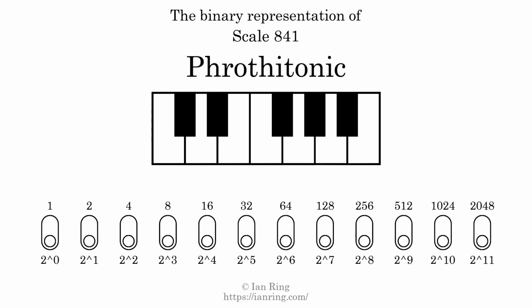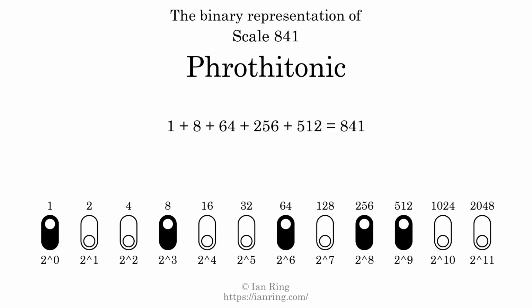The binary representation of this scale is determined by mapping tones of the scale to binary digits. Each binary digit represents a power of 2. To get the scale number, we add the powers of 2 together. The powers of 2 that are present in the scale, all added together, equals 841. That is why the scale number, in decimal, is 841.